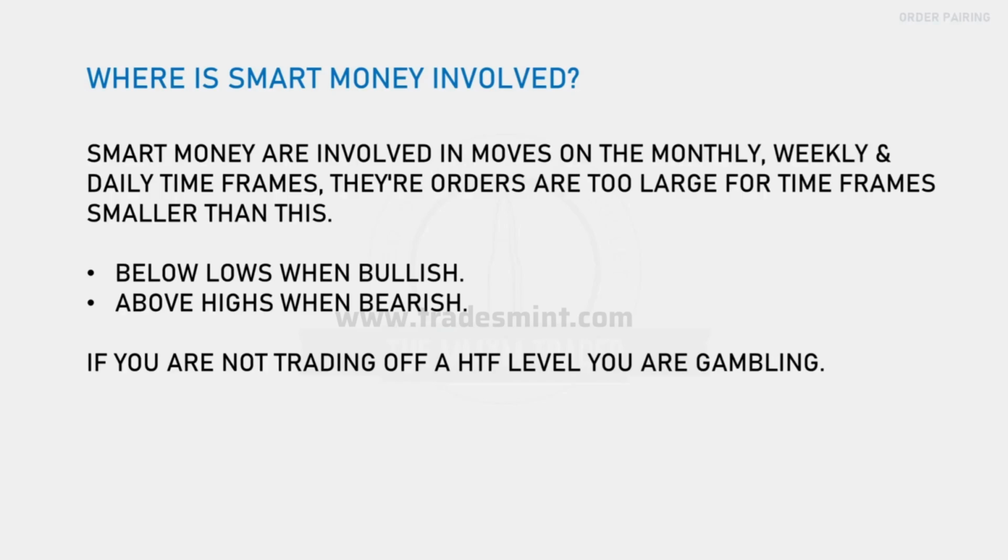So where is smart money involved, right? Smart money is involved in moves on the monthly, weekly and daily time frames. No time frame lower than these do they get involved in, because their orders are simply too large for these time frames. So when they are bullish, they accumulate their orders below old lows, and when they are bearish, they will accumulate their sells above old highs. If you are not trading off a higher time frame level, you are gambling.